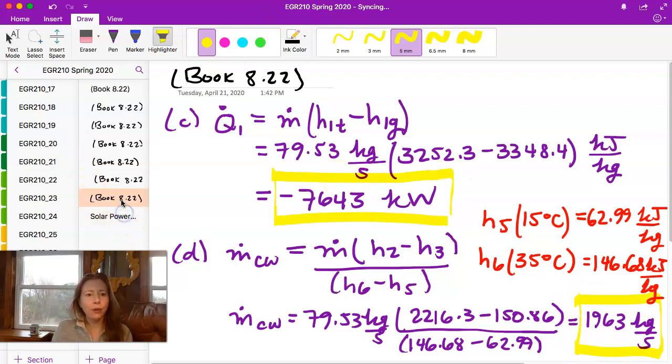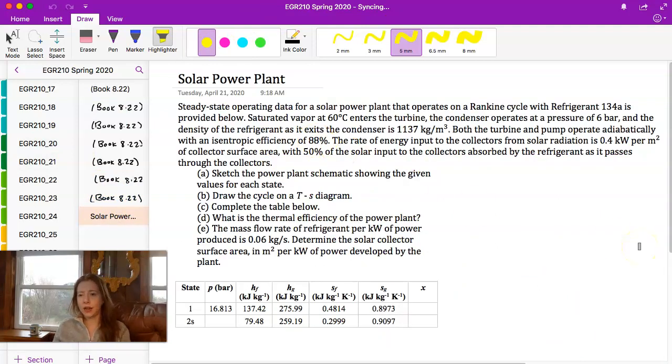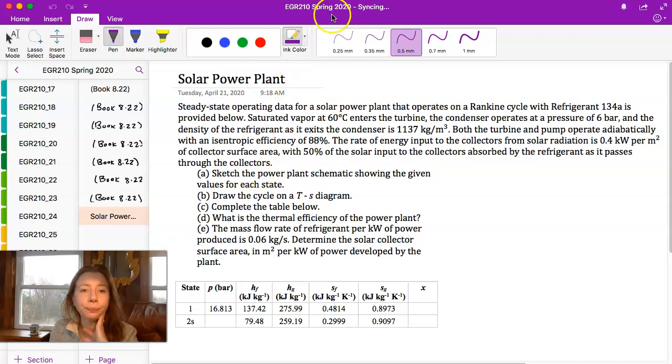So I know we're running short on time, but you do have an exam that's due by the end of this week. And the Rankine cycle is fair game for the exam. And so I'd like you to think of this next problem as an exam practice problem. So I would like you to try this one on your own first. And then we'll go through it together.